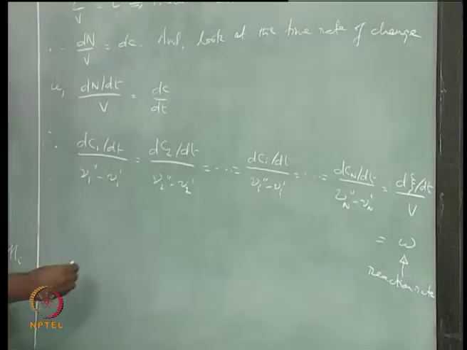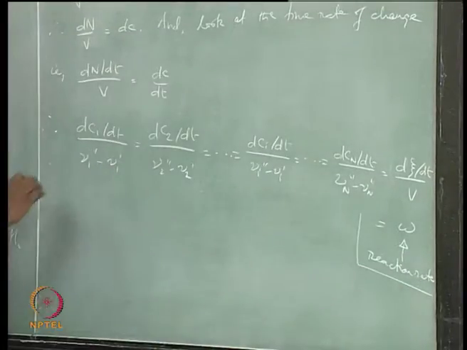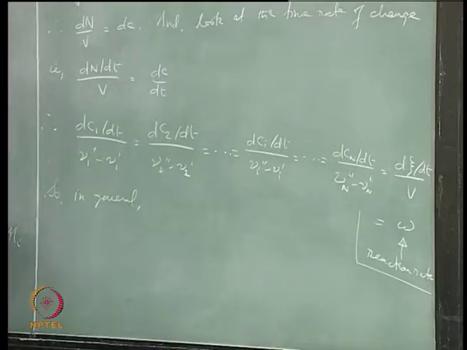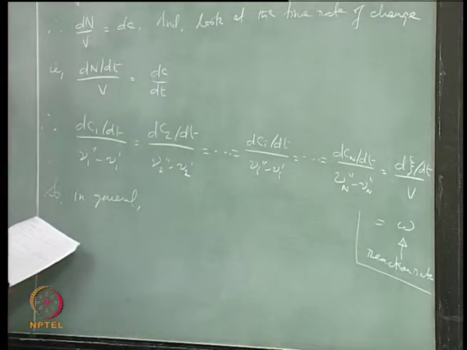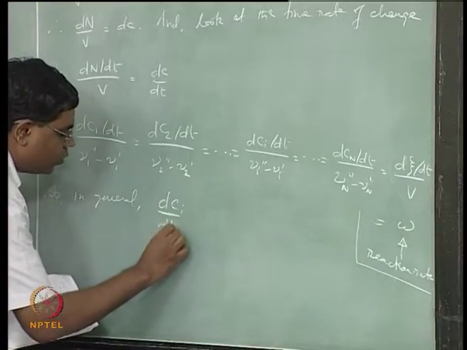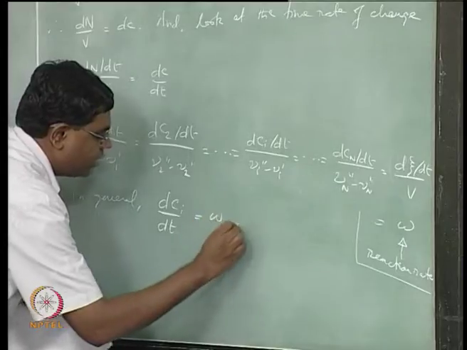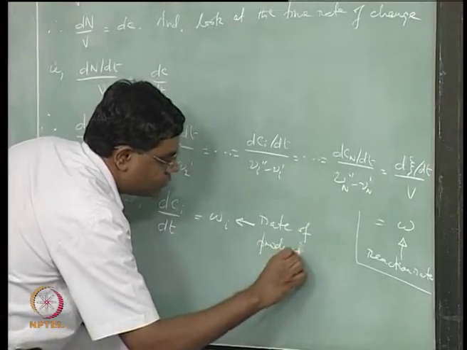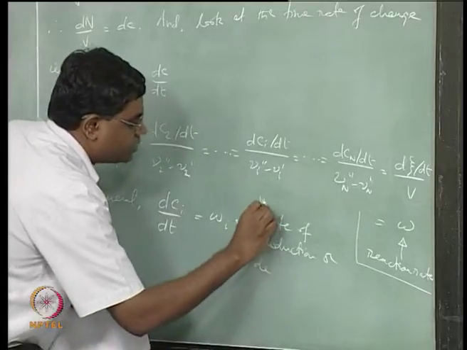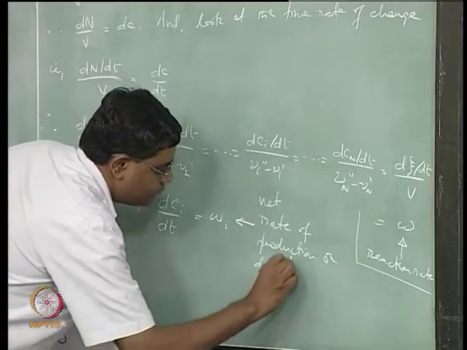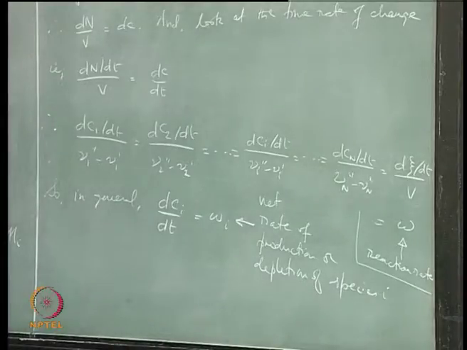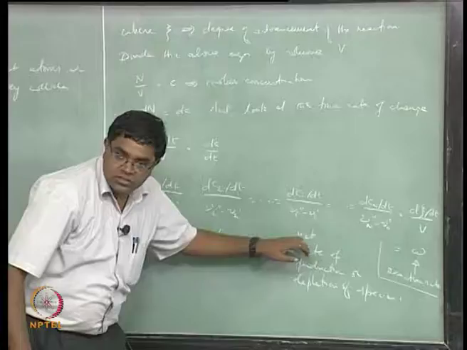So if you now keep that along with that line, in general we can say dci over dt, if this is actually omega I, is the net rate of production and depletion of species I. I will explain why we are saying net in a few minutes.